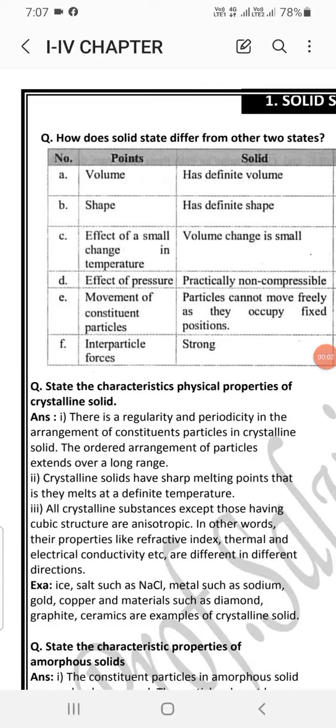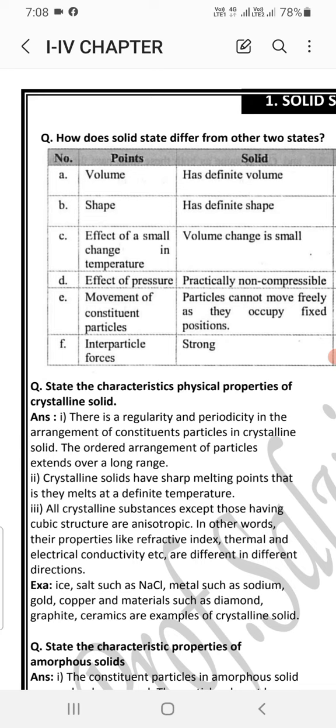Good morning, students. Today we are going to start the first lesson of chemistry, that is solid state. The basic part of solid state is to differentiate between solid, liquid and gases. The question is, how does solid state differ from the other two states? By using the following points: volume, shape, effect of temperature, effect of pressure, movement of particles and interparticle forces.